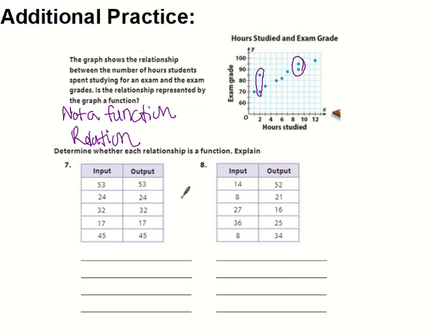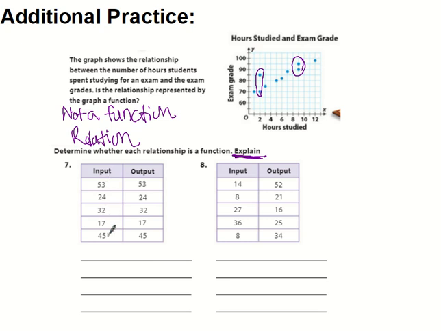All right, so here's some more examples of tables. It'd be a best idea for you to pause. This time they want you to explain. Okay, so 7 and 8. I want you to determine if it's a function or not, and then I want you to tell me why or why not. Pause, please, and try it.